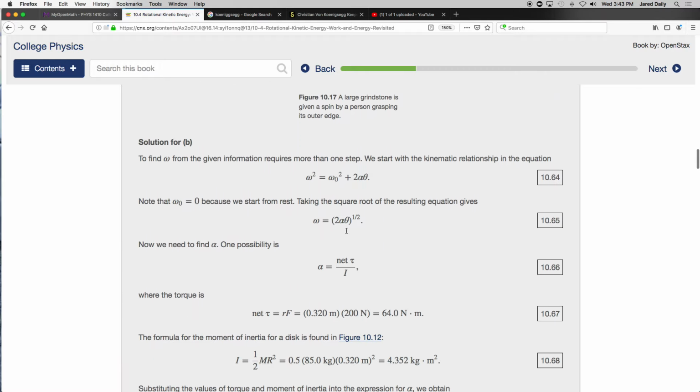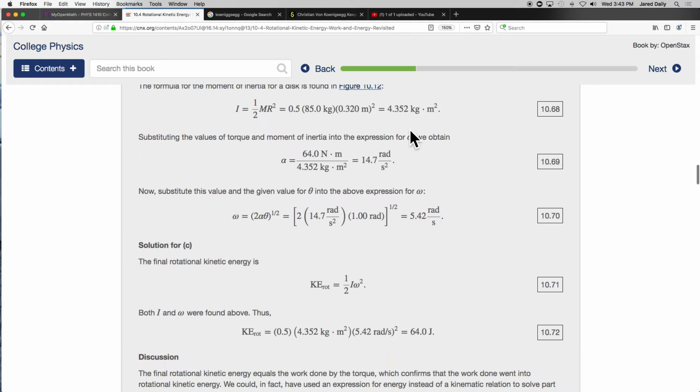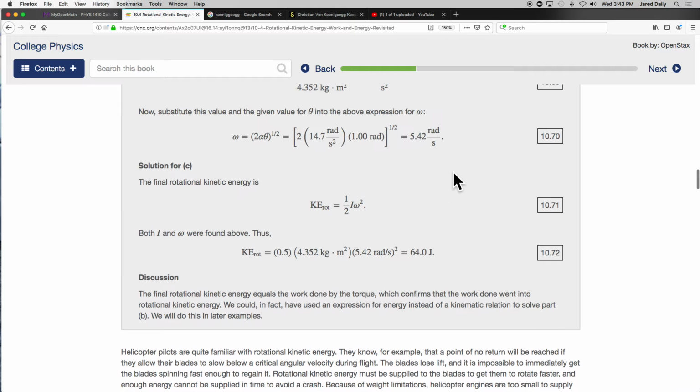So we could do that, and we would get the same answer. It turns out we would get the same omega, 5.42 radians per second. They went the long way to show you how to use kinematics, but you can use energy and go the short way. Either way, it's up to you. If you want to do more work, you're more than welcome to follow this example. Once you know that omega, you can calculate the kinetic energy. The final kinetic energy is right here, and it's all rotational kinetic energy, part C.